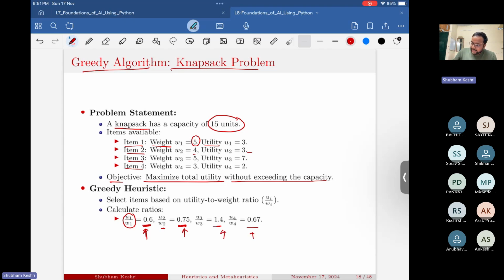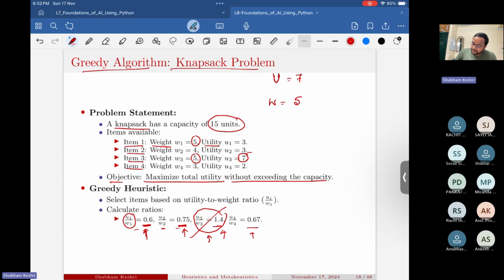Okay, and now what the greedy algorithm will do is it will pick the object with the most utility per unit of weight, right? Per weight. So it will pick object 3 first. When it has picked object 3, it has got a utility of 7. So what is the utility? Capital U. It is 7. And what is the weight it has accumulated? It has accumulated a weight of 5. Now object 3 is gone.